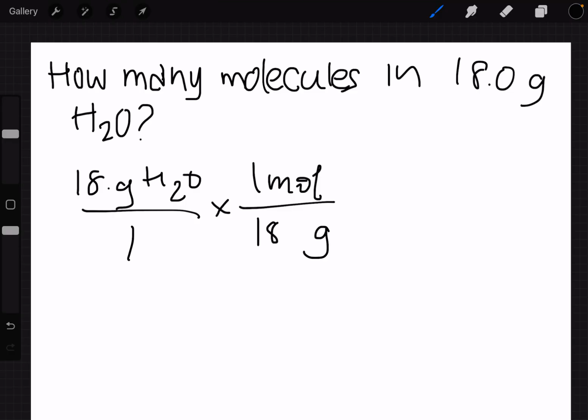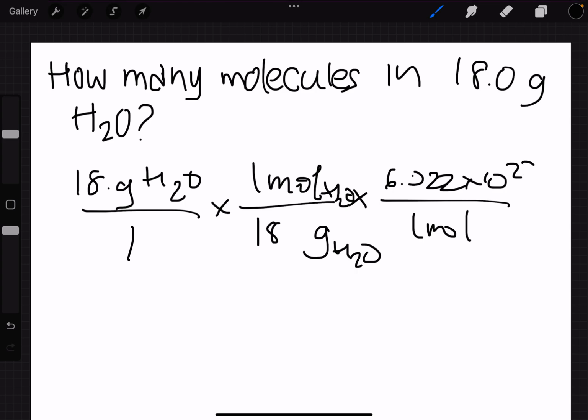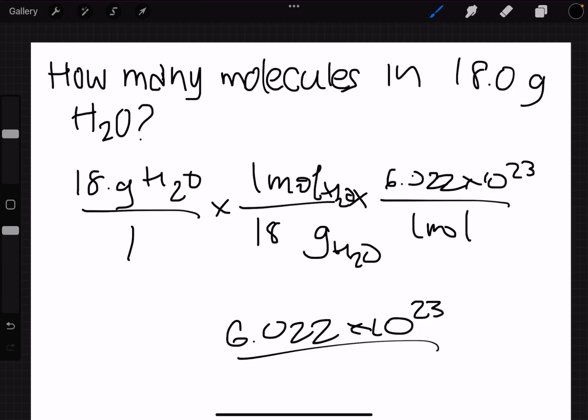So it's 18 grams of H2O for every 1 mole. And then you're going to times that 1 mole of H2O to 1 mole here. And 1 mole over 6.022 times 10 to the 23. So essentially, just 6.022 times 10 to the 23 is your answer.